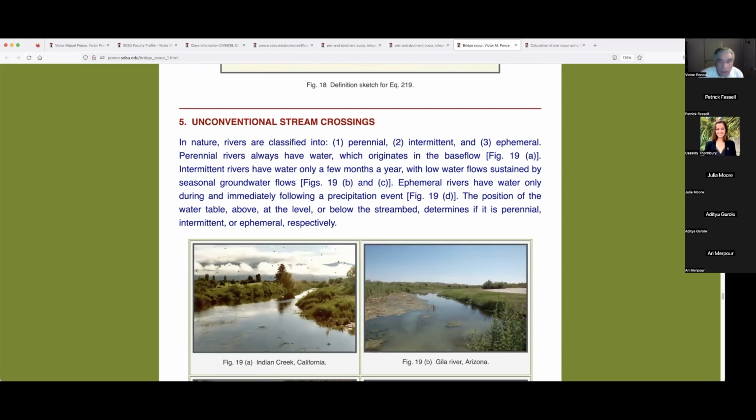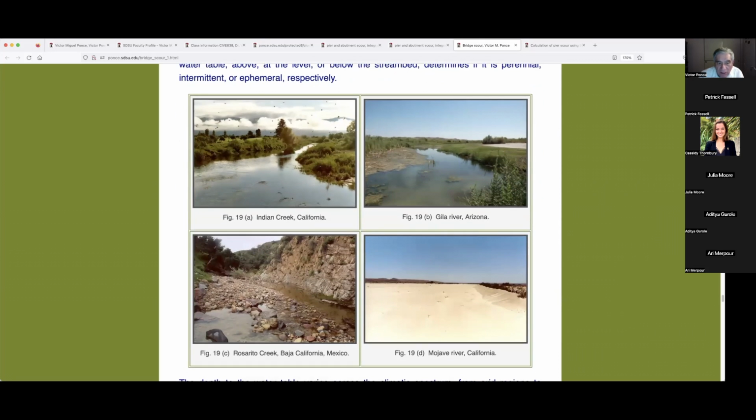So let's finish in here. I've got 5 minutes, 7 minutes, right? So let's finish in here with this section, unconventional stream crossings. And I'm going to go a little fast in here. But we classify the rivers into perennial, intermittent, and ephemeral. And we have in here pictures.